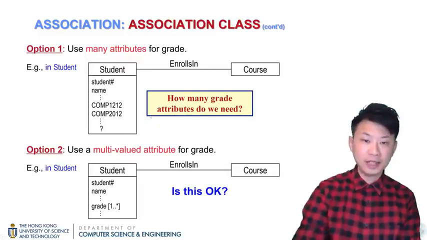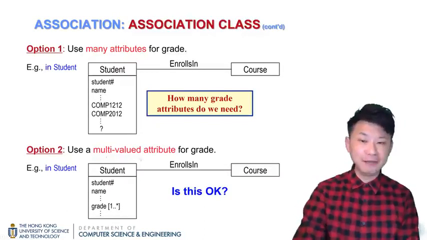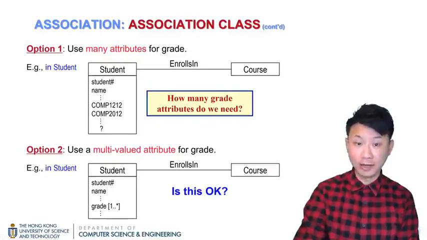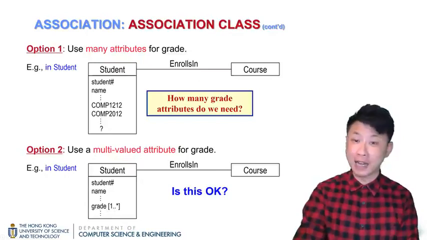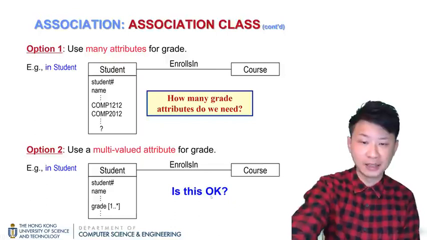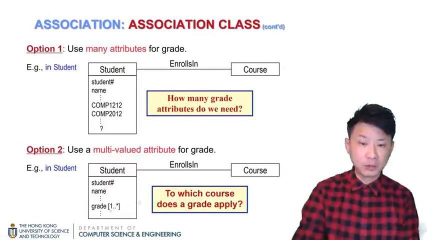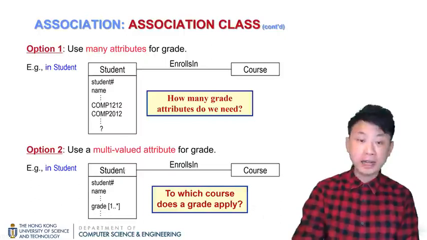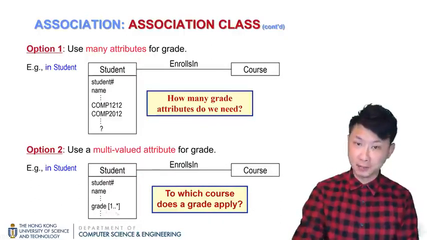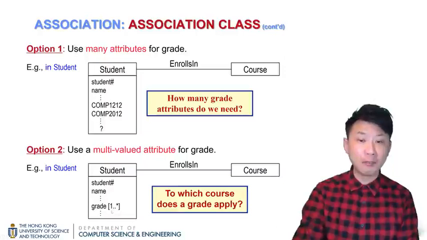So option number 2 is: can we use a multi-value attribute for grade? For example, under student, we have an attribute called grade, which is like an array. Then we can store multiple grades under student. Is this okay? No, this is also not okay, because we don't know which grade maps to which course. Under student, we just have a set of grades, but we don't know exactly which grade maps to which course. So option number 2 is also not okay.